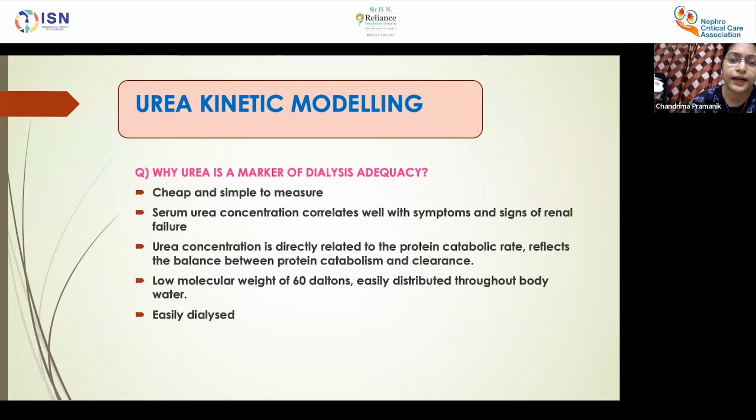There is an entity called urea kinetic modeling. Why we consider urea as a marker of dialysis: one, it is a very low molecular weight substance, its molecular weight is only 60 Daltons. It is easily distributed throughout the body water. Second, it is cheap and simple to measure. Serum urea concentration has been found to correlate well with symptoms and signs of renal failure. Urea concentration is also directly related to the protein catabolic rate, and it represents the balance between protein catabolism and clearance. And lastly, it is easily dialyzed.